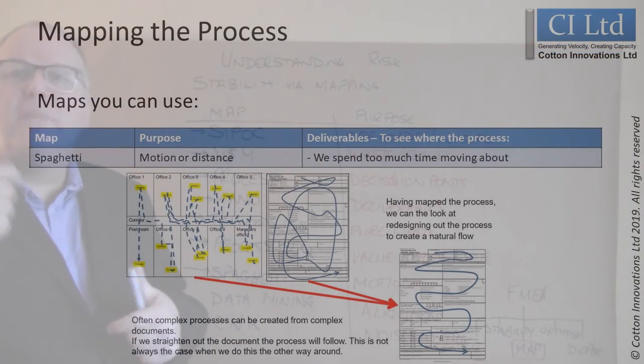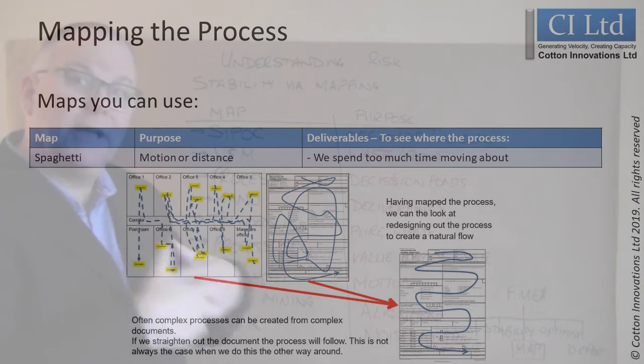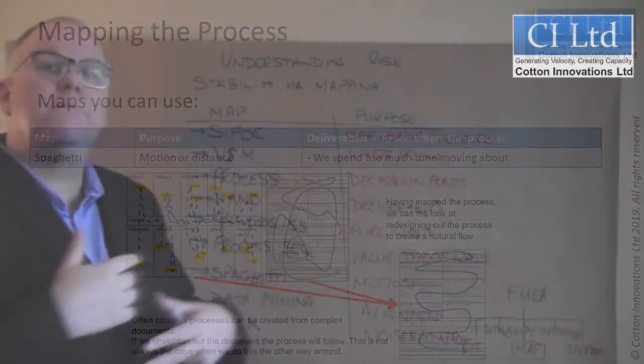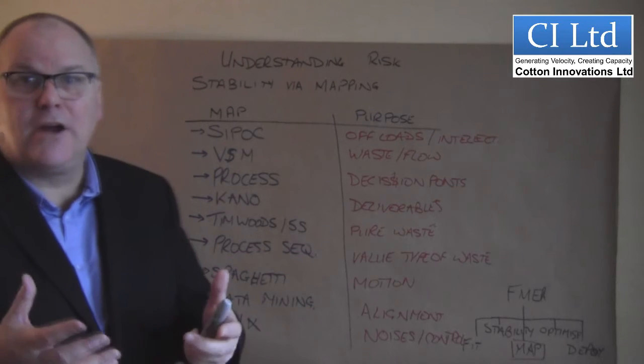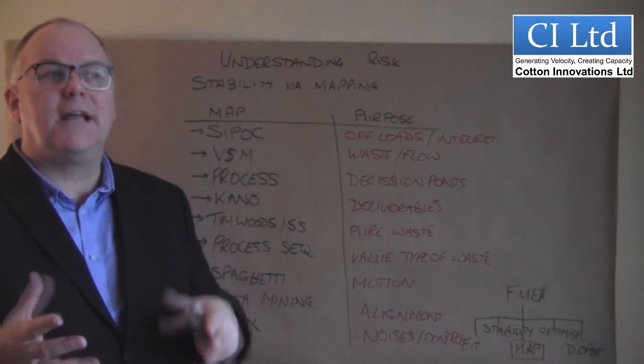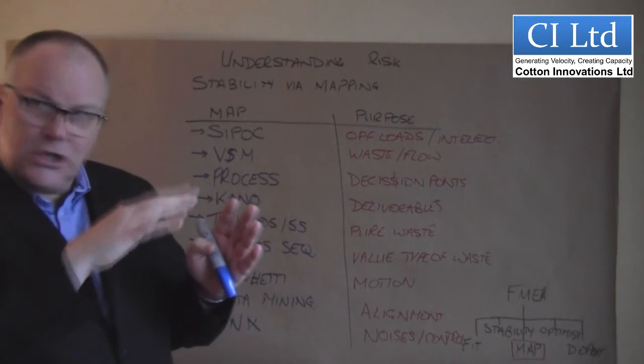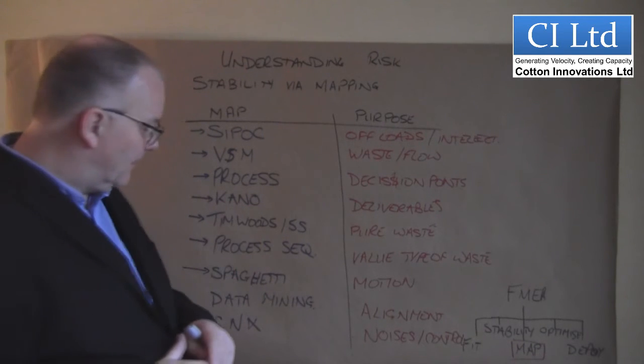Another map which we may need to use is what's called a spaghetti map. And this is where you're going to metaphorically tag somebody and follow them through the process and see where they go, how much motion there is in this process. I can also use this to understand how much motion there is in filling in a form. Is there a logical order to the way the form is filled in?